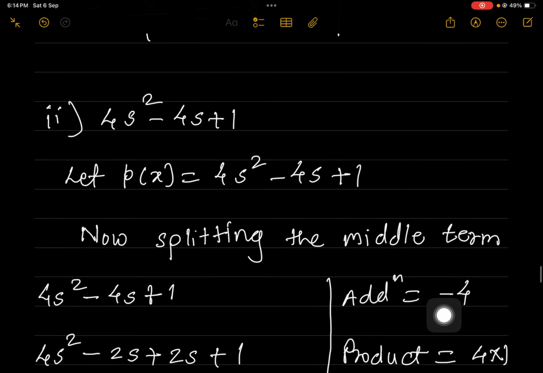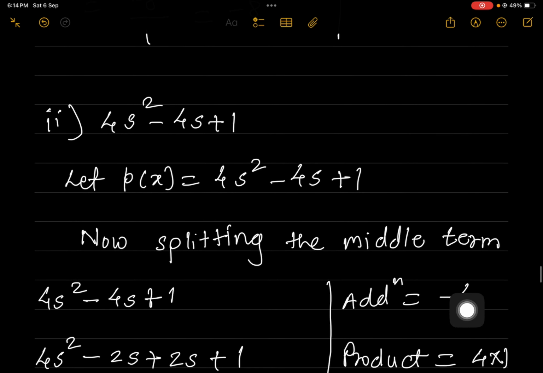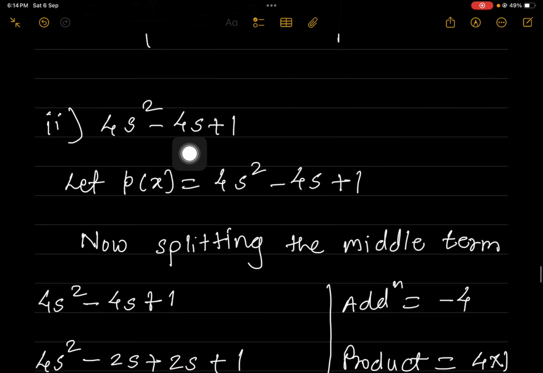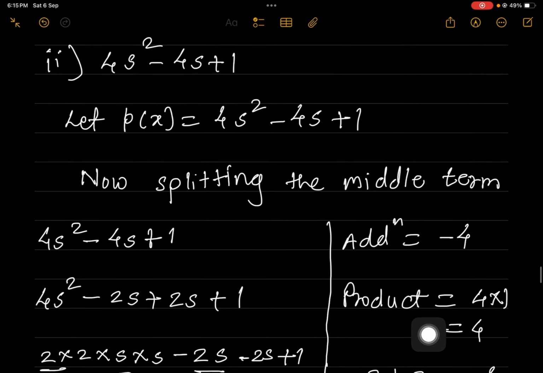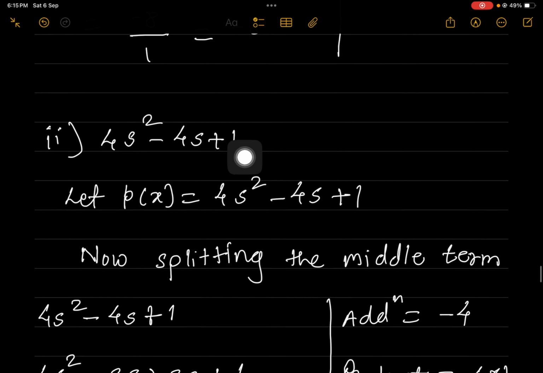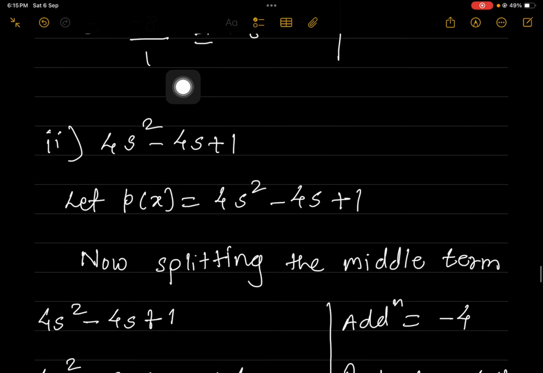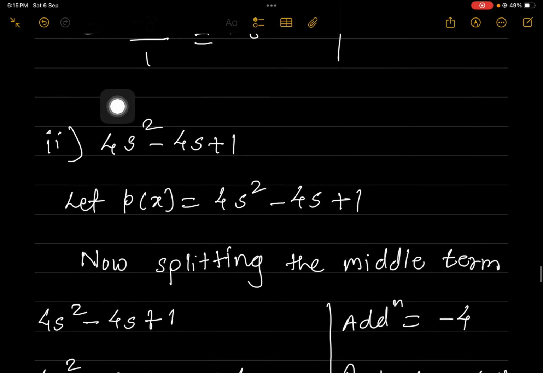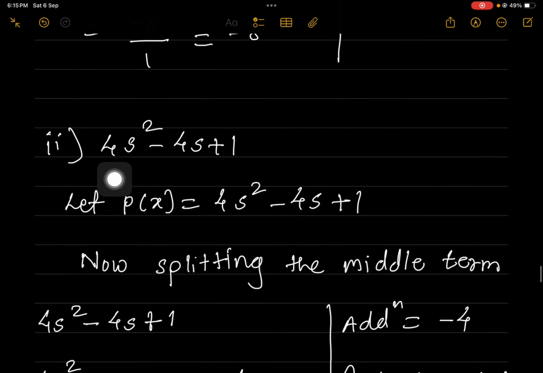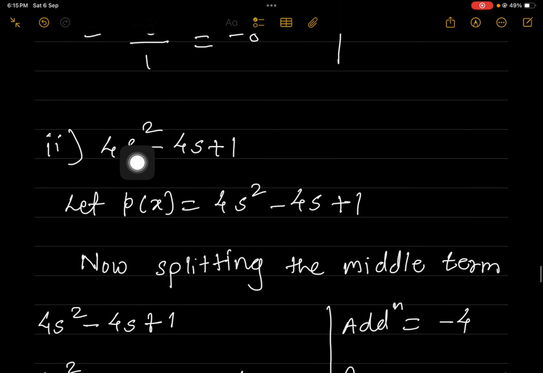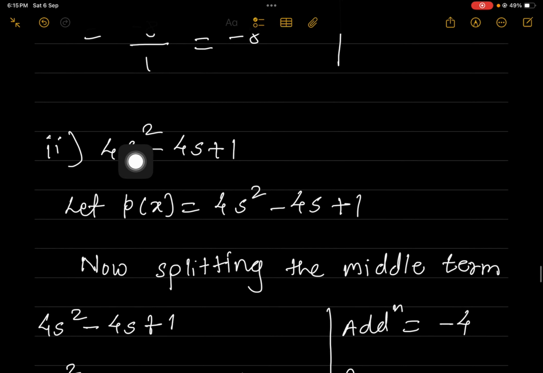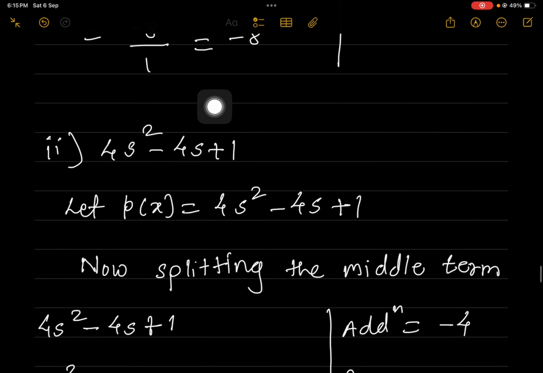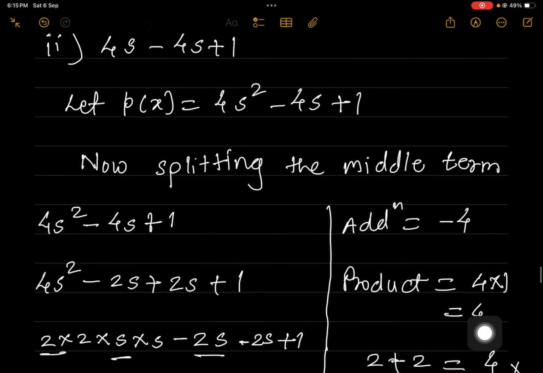That addition should be minus 4. Why minus 4? Because the middle term is minus 4. Then the product. Which product do we have to see? This constant term 1 and your first term 4s square, that is the coefficient of s square, which is 4.